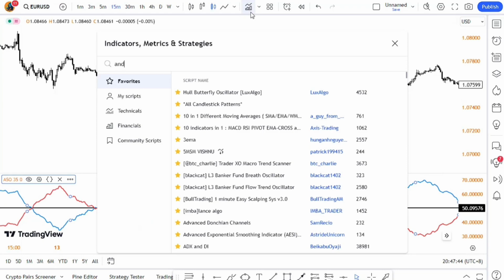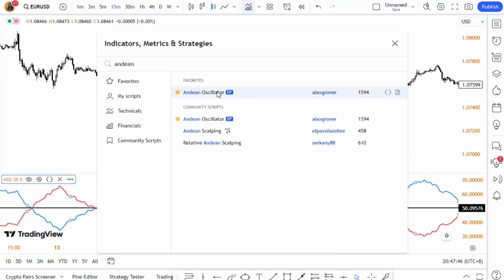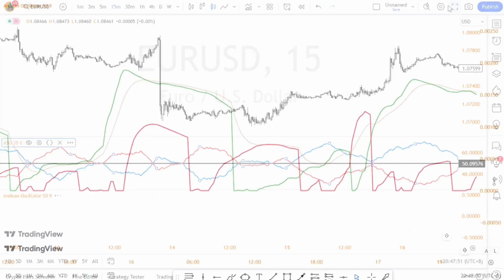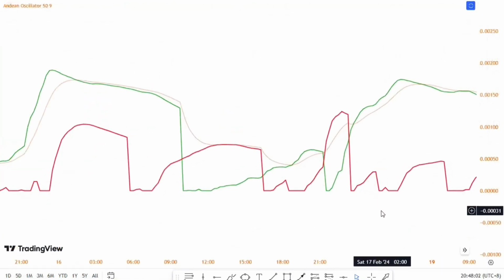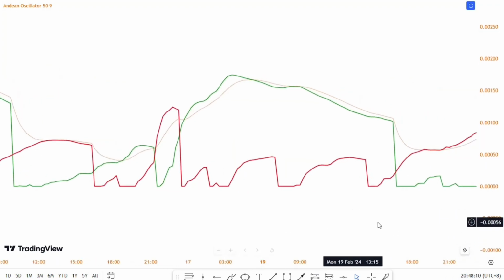And just when you think it couldn't get any better, enter the Andean Oscillator, crafted by the genius mind of Alex Grover. I made a bunch of strategies based on this powerful indicator previously, which you can find the links to just before the end of the video. This bad boy acts as your wingman, filtering out those false signals and guiding you toward the most profitable trades.